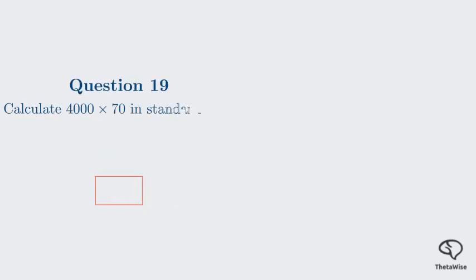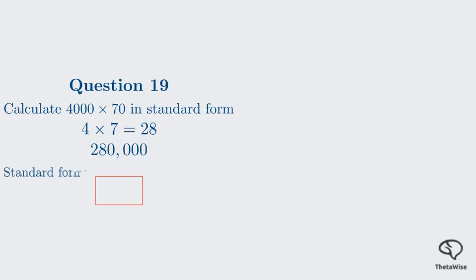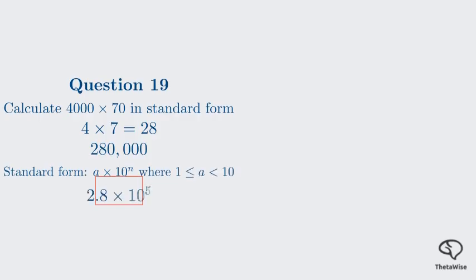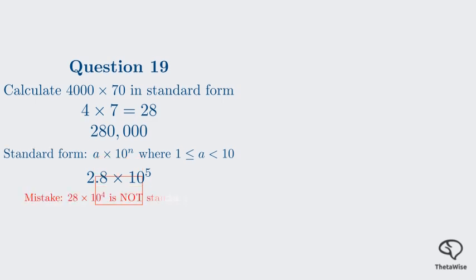Question 19 asks us to calculate 4,000 times 70 and give the answer in standard form. First, do the multiplication. Count the zeros. 3 from 4,000 and 1 from 70 makes 4 zeros. To write this in standard form, the first number must be between 1 and 10. We moved the decimal point 5 places to the left, so we get 2.8 times 10 to the power of 5. Writing 28 times 10 to the power of 4 is not standard form because 28 is greater than 10.